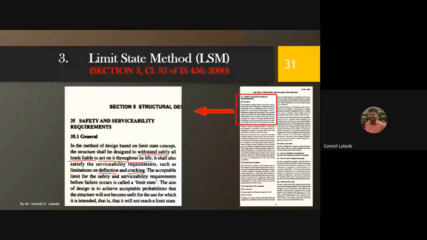Okay, so that point we have to consider, and that acceptable limit for the safety and serviceability requirement before failure occurs is called the limit state. Okay. So this is the definition of limit state. What is the meaning of limit state? Limit state is the acceptable limit for the safety and serviceability requirements before failure occurs.